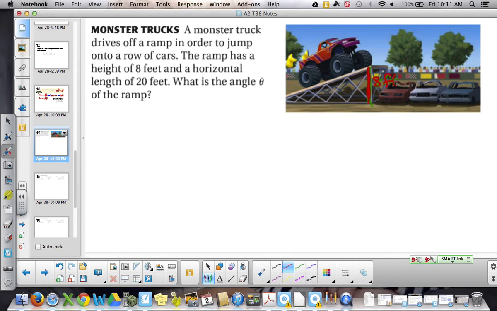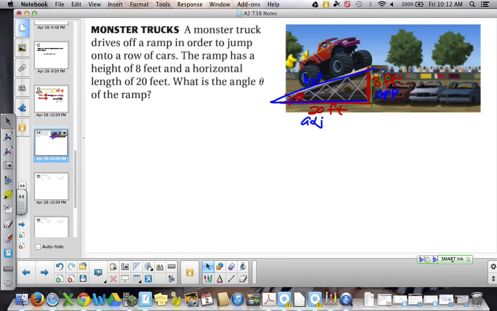8 feet for the height, and then the horizontal length is 20 feet. And we want to find this angle over here, theta. All right, so if we look at the sides here, this is the hypotenuse that the monster truck is driving up onto. The other side that helps make the angle is the adjacent, so that's the 20 feet, leaving this as the opposite.